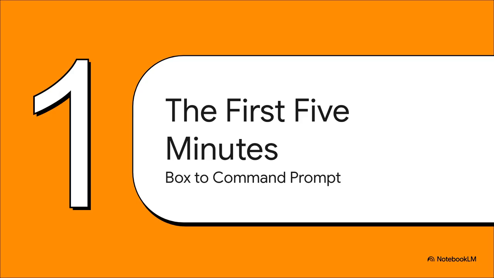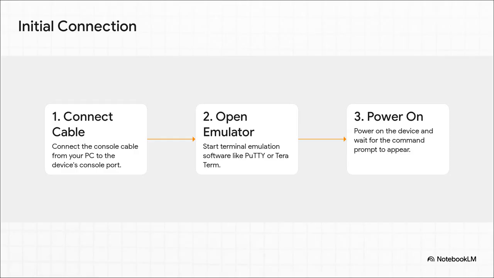Okay, first things first. Before we can do any of that cool network management stuff, we need a direct line in. This initial console connection is your absolute lifeline, especially if the network goes down later. So let's get plugged in. It all starts by connecting a console cable from your computer to the device's console port. Easy enough. Then you're going to fire up a terminal program, something like PuTTY or Tera Term. Once you've got that running, go ahead and power on the device. You should see a whole bunch of text scroll by, and then you'll land at a command prompt.